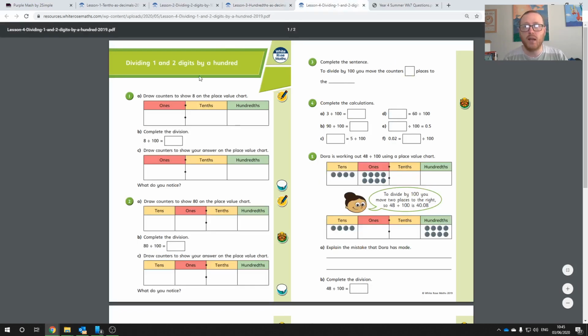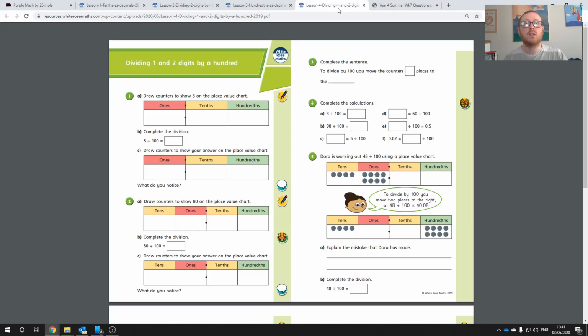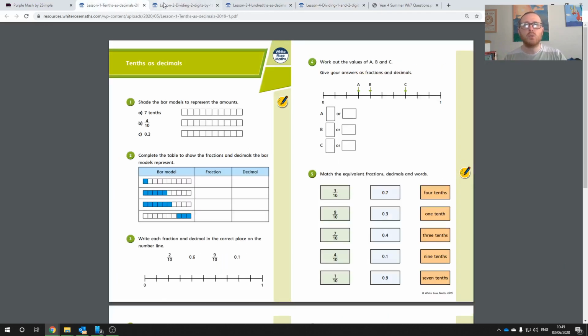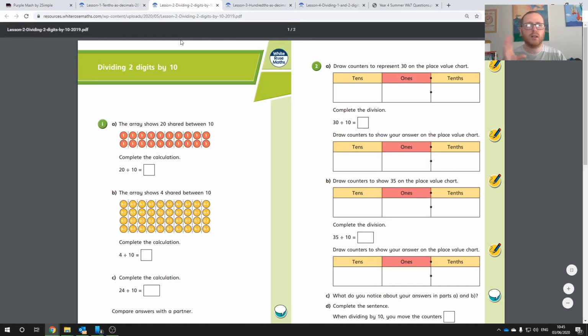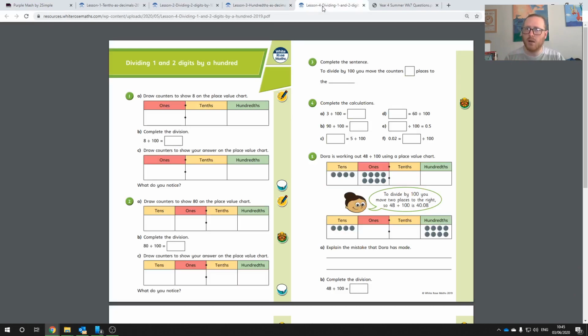The last day, just like the second day, is dividing 2-digit numbers by 10. Now you're dividing 1 and 2-digit numbers by 100. So think about this week as two different parts. You've got the tenths as decimals and dividing by 10. Then you've got the hundredths as decimals and dividing by 100. So they're very, very similar pairs of days that you'll be able to use.